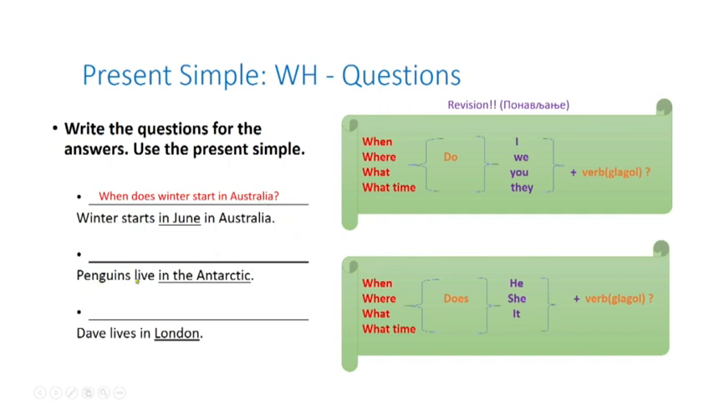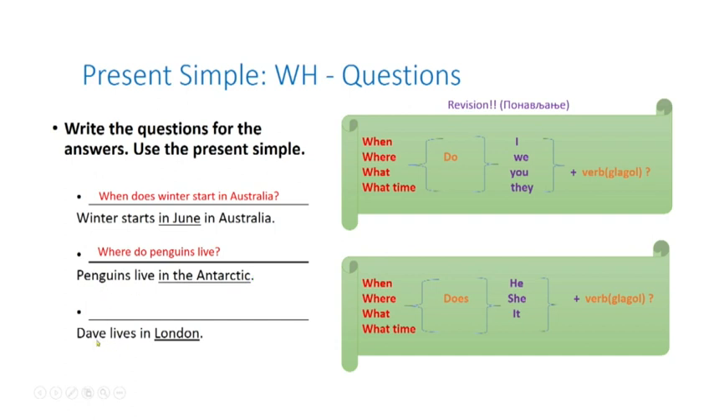Next sentence is penguins live in the Antarctic. Pingvini žive na Antarktiku. So, how we can say in the Antarctic? Koje pitanje koristimo za Antarctic? To jest, odgovor je in the Antarctic and the question is where? And penguins, kojom zamenicom menjamo penguins? Of course, they, oni, so we use do here. And we say, where do penguins live? Gde pingvini žive? Da bismo dobili odgovor, penguins live in the Antarctic.